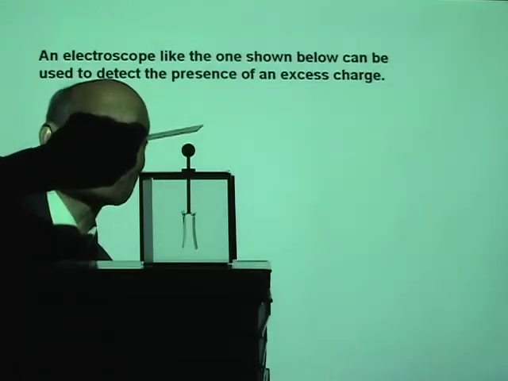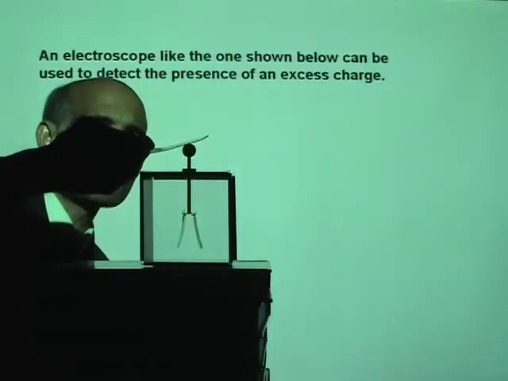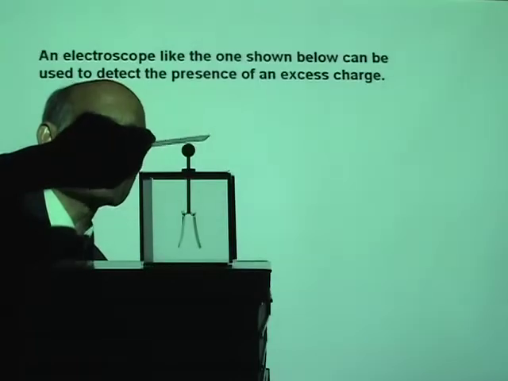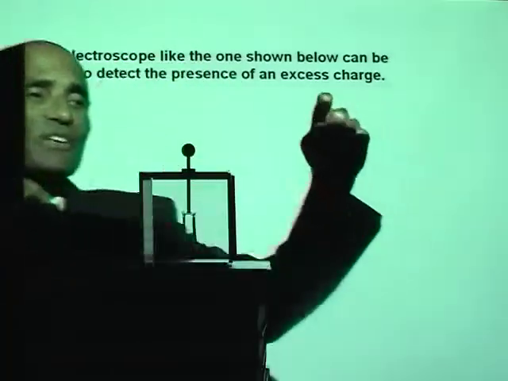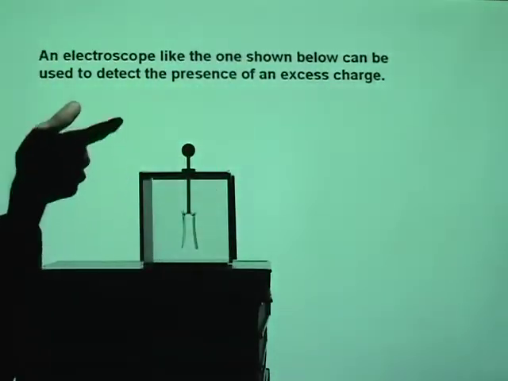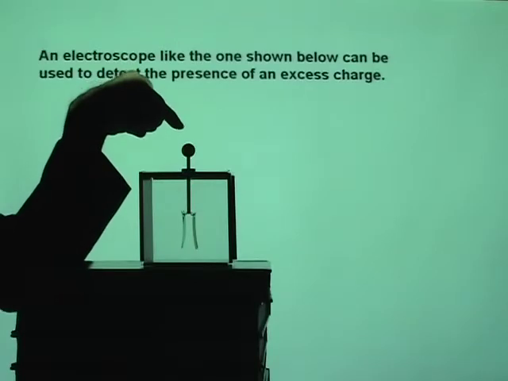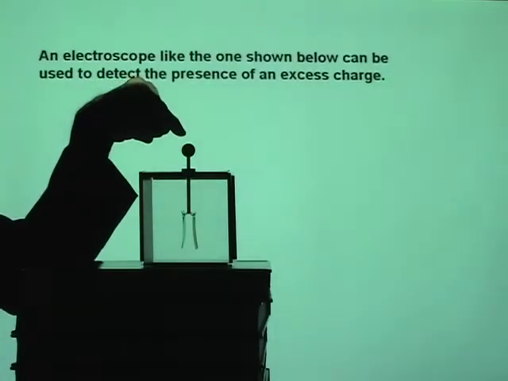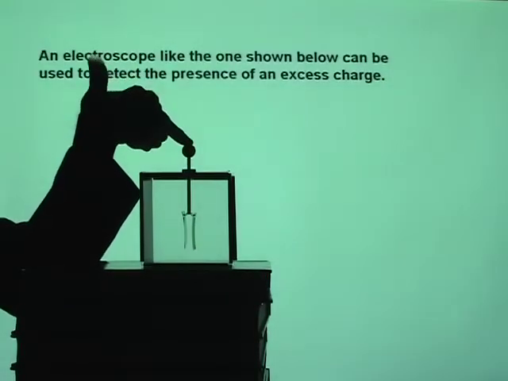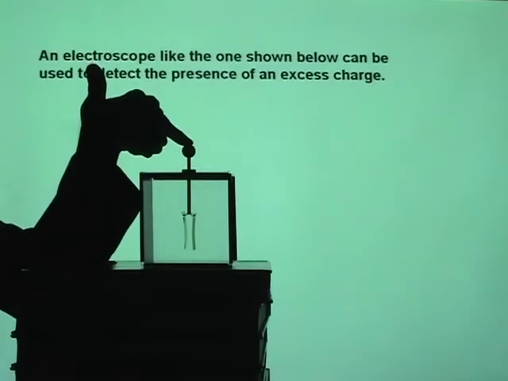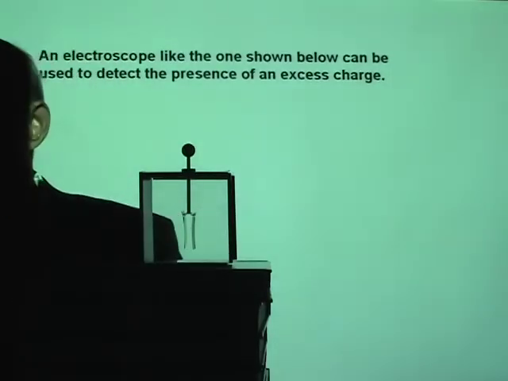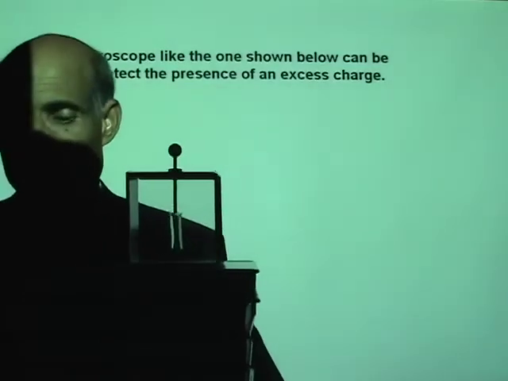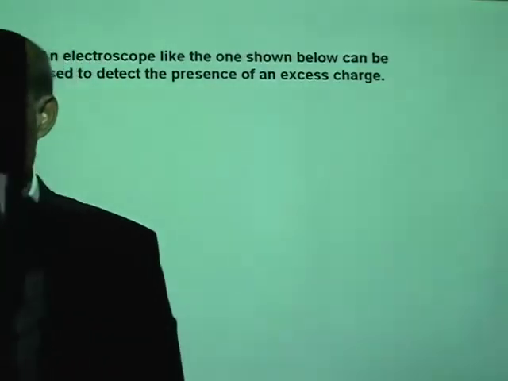Alright, watch when I touch the electroscope. Look at that. The leaves really diverged. Alright. Now, watch what happens when I touch the electroscope. When I touch it, those excess charges are going to flow through my body. See, now the leaves have collapsed. Alright? So an electroscope is a good way to study electric charges.